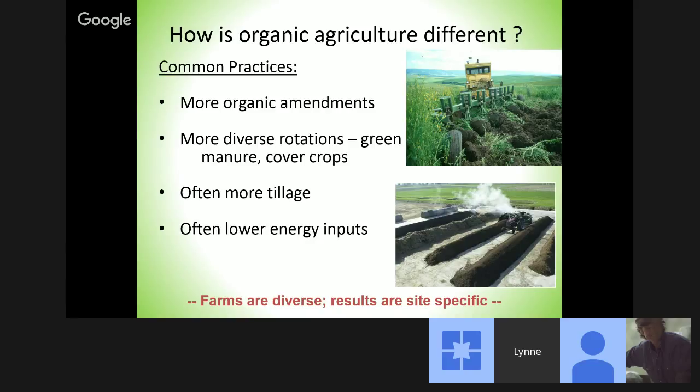But studies have suggested the net energy inputs are usually lower because they're not using synthetic nitrogen fertilizer, which requires a lot of energy to produce. So again, we do know some of the factors that are involved in determining the carbon footprint of organic farms, but every farm is diverse, and so the results are going to be site-specific.